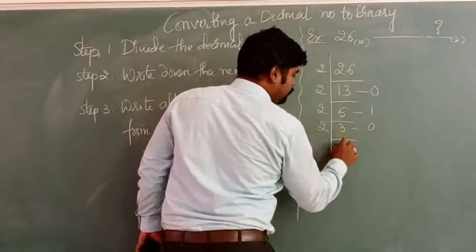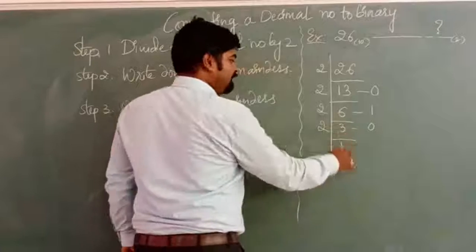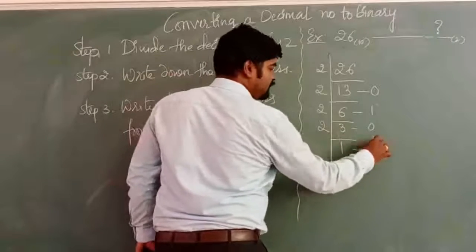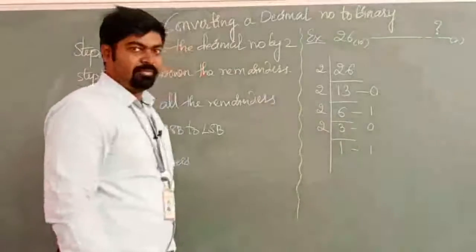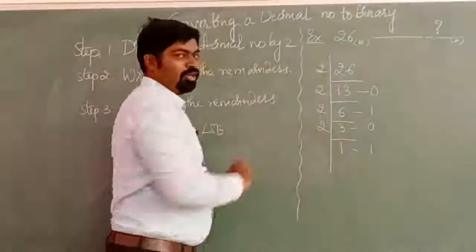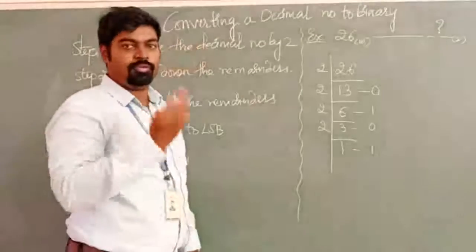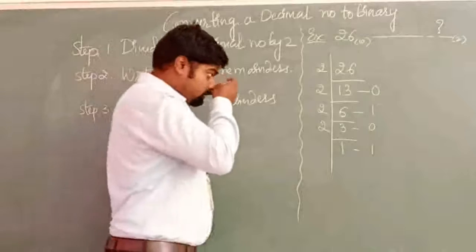Then 2 times 1 is 2. To make it 3, you need one more, which is 1. So the remainder is 1. Now further you cannot divide because 1 is smaller than 2. You cannot divide the number; it will go into fractions. We don't want that. So now what?